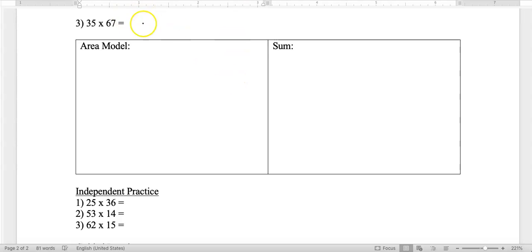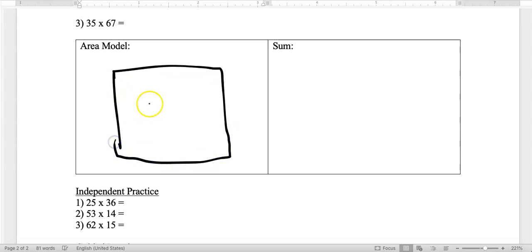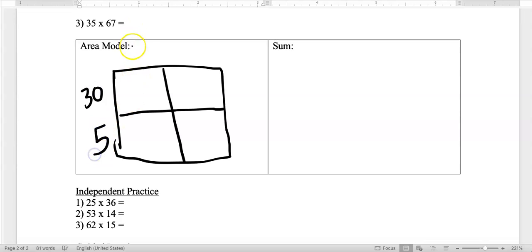So I have 35 times 67. Same thing with my box. 4 sections, making sure they're large enough so I can put a number in there. I have 35. I have 67. I want to multiply 6 times 3, which gives me 18. Adding both these zeros, which gives me 1,800.